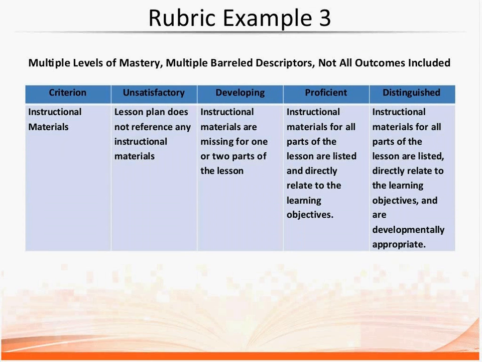Secondly, unsatisfactory and developing performance descriptors are single-barreled. The proficient level descriptor is double-barreled, and the distinguished level is triple-barreled. This rubric also implies that a student would be considered proficient even if the instructional materials were not developmentally appropriate. So another example of, for lack of a better term, the dumbing down, if you will, of the proficient level, and likely done in an attempt to make a clear-cut distinction between that level and distinguished, but there's an obvious negative unintended consequence there. Once again, the distinguished level appears to represent the actual target learning outcome.